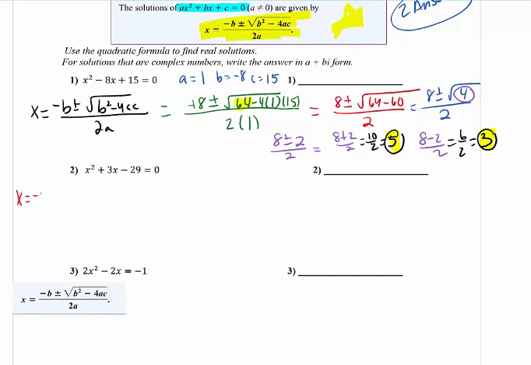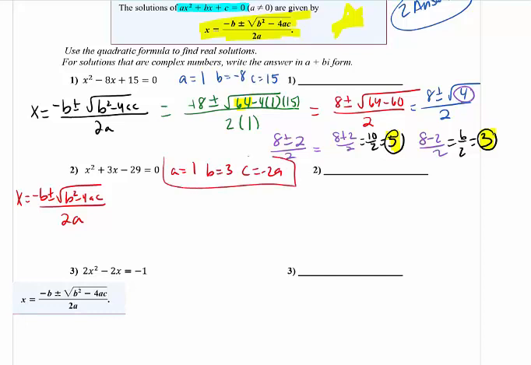X equals the opposite of b plus or minus the square root of b squared minus 4ac, all divided by 2a. My a is 1, b is 3, c is -29. Double check my signs, make sure I pulled everything off of that correctly before I plug in.